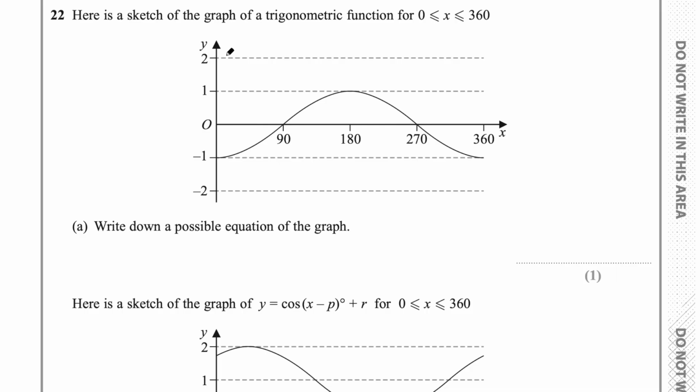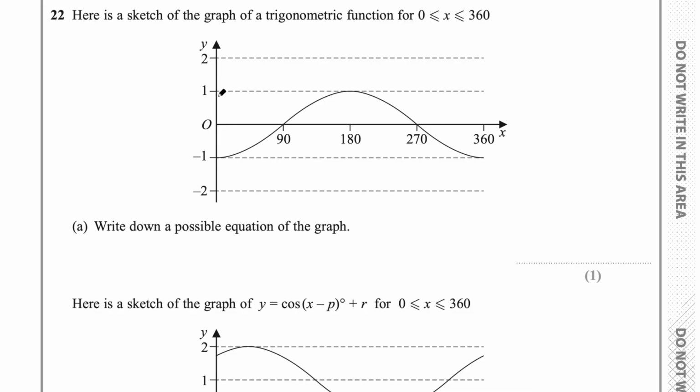Question 22 says, here's a sketch of a graph of a trigonometric function for 0 to 360. Write down a possible equation of the graph. Okay, so I know it's not the sine graph, or it could be if it's been shifted.